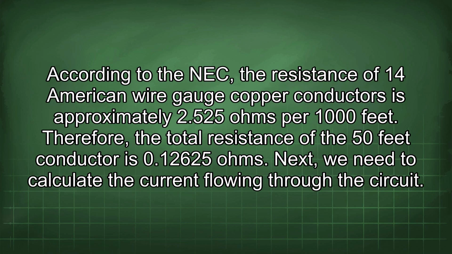According to the NEC, the resistance of 14 American wire gauge copper conductors is approximately 2.525 ohms per 1000 feet. Therefore, the total resistance of the 50 feet conductor is 0.12625 ohms. Next, we need to calculate the current flowing through the circuit.